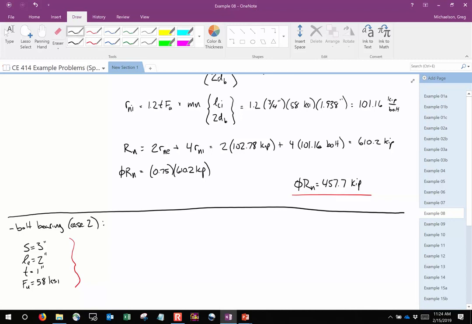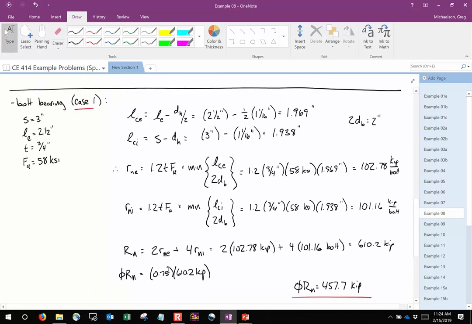Now, I'm not going to make you do it. I will go ahead and tell you what the capacity is. It ends up being something like 558 kips. So it ends up not governing, but you don't know that until you go through the calculations and check it. If you're unsure about this, I would suggest that you take these values here, start here, go down here, and see if you get 558. You should. Does anybody have any questions on this?